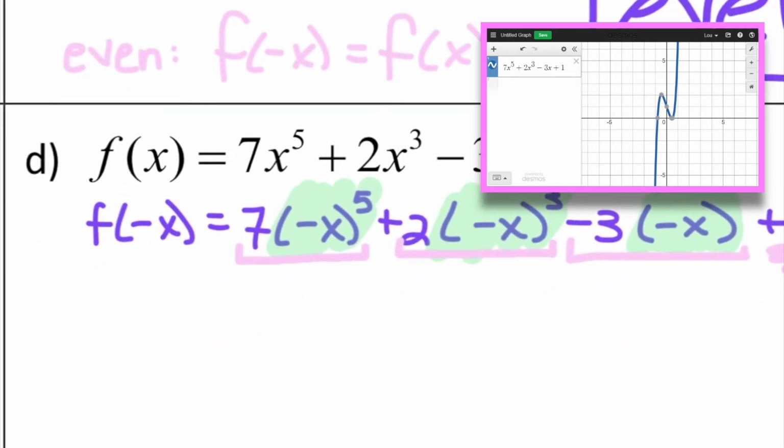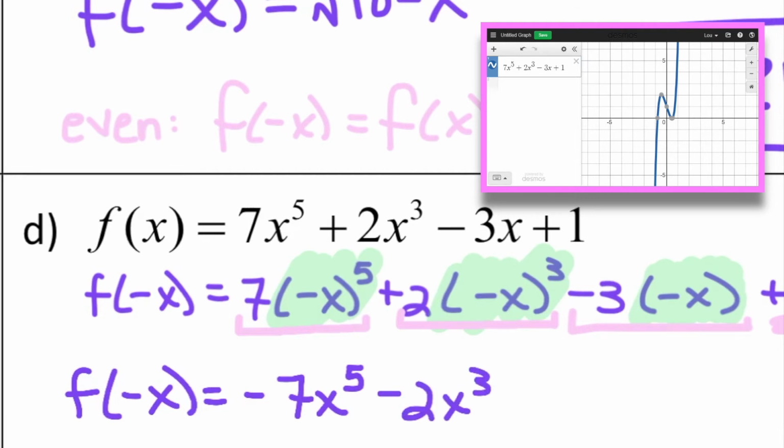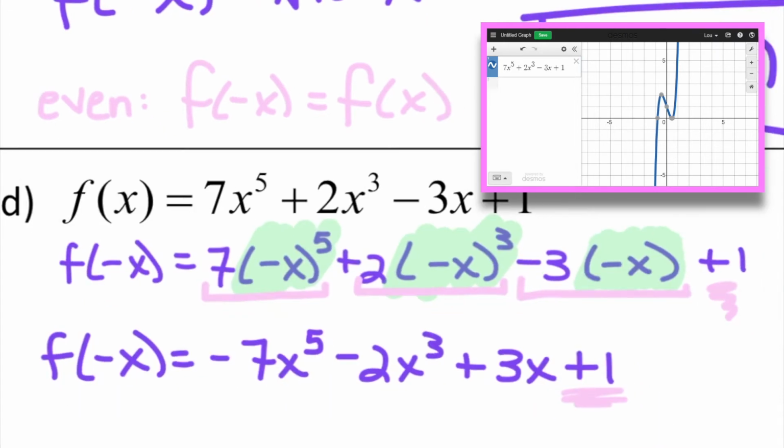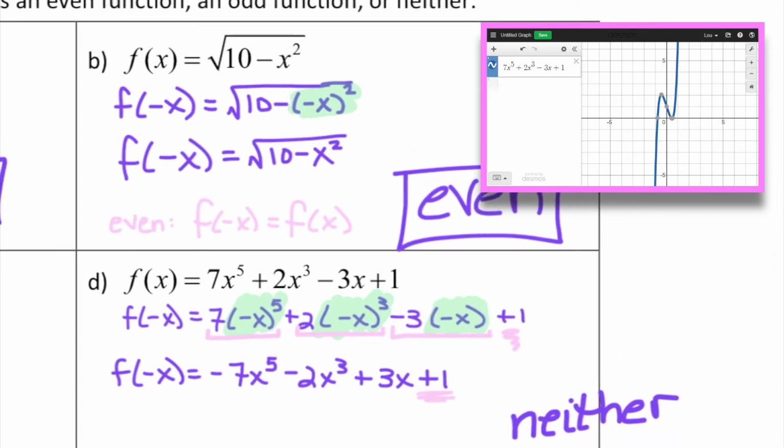So f of, I'm going to try to keep this away from where I want to put Desmos. F of negative x equals negative 7x to the 5th minus 2x to the 3rd plus 3x, and then bring down that plus 1. And everything changed signs except the 1. And so this function is neither even nor odd, which is the first time we've seen that in this video. So neither.